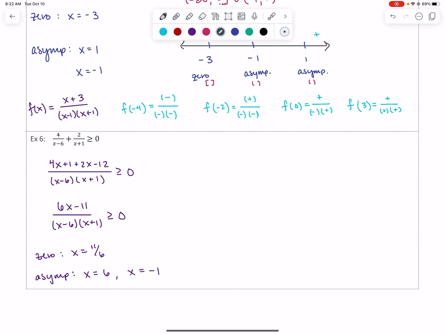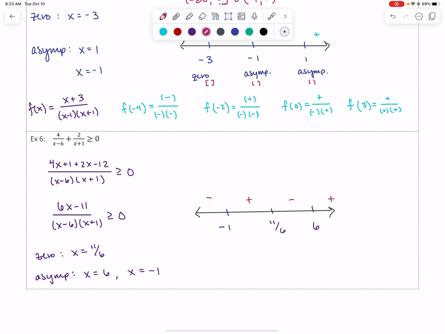So drawing my number line pretty quickly here, and we're going to label our -1, 11 over 6, and 6. Okay, so again, plugging in those values to figure out where you're going to have positives and negatives. So less than -1, something like -2 is going to give you a negative. This is going to give you a positive. This is going to give you a negative. And this is going to give you a positive amount.